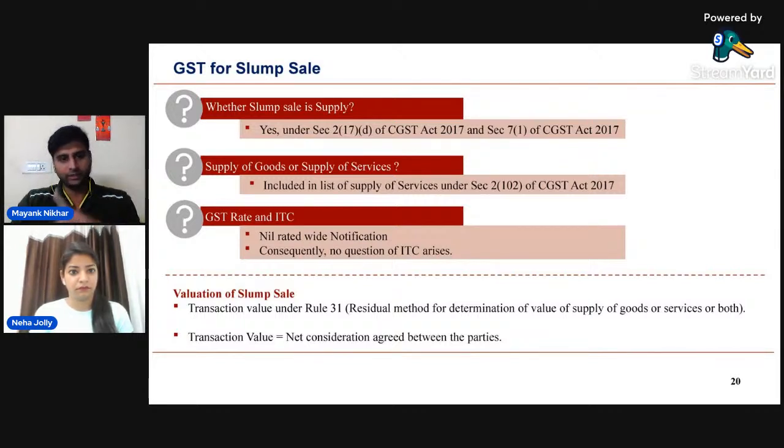Under GST, you will also have to value the slump sale. That is the transaction value under Rule 31, which states the residual method for determining the value of supply of goods or services or both. Transaction value shall be the net consideration agreed between the parties. Now, this net consideration shall again be dependent on the valuation exercise that would have been undertaken by the buyers and sellers independently, and they would have agreed to a mutual price.